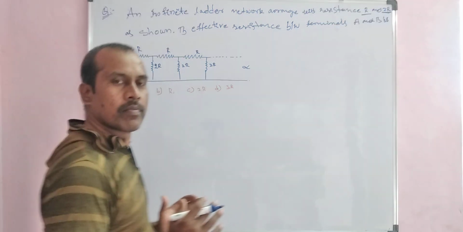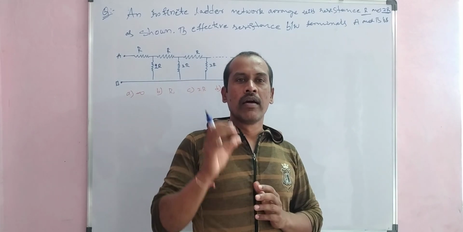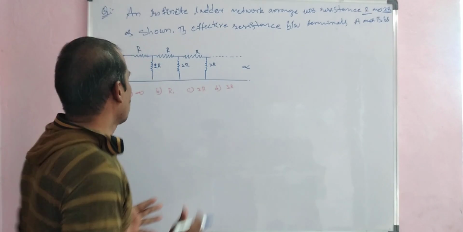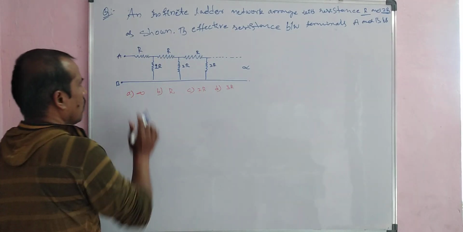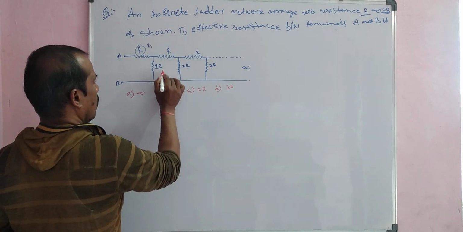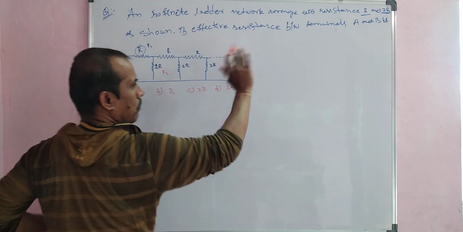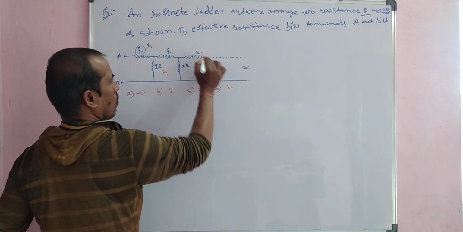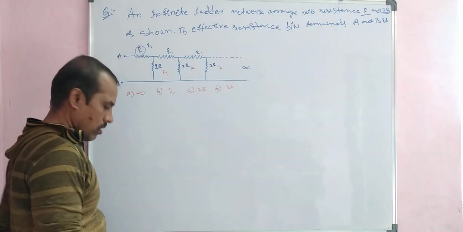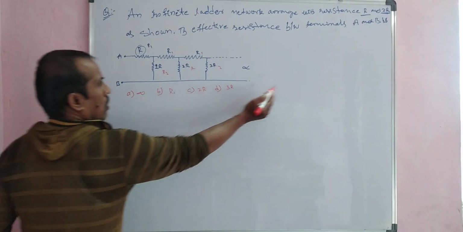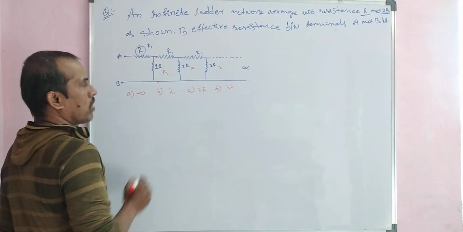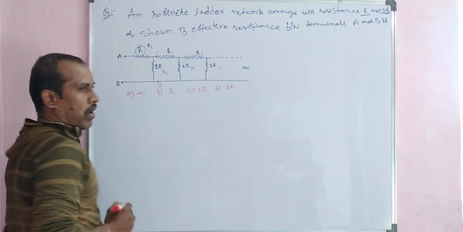First of all, let us find the formula for this ladder. For example, this is R1 and this one is R2, going up to infinity ladders. Now, for example, take two points here: this is point C and this one is point D.